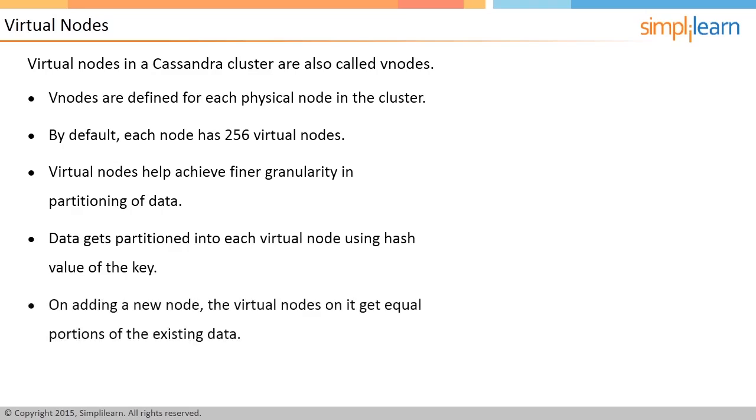On adding a new node to the cluster, the virtual nodes on it get equal portions of the existing data, so there is no need to separately balance the data by running a balancer.